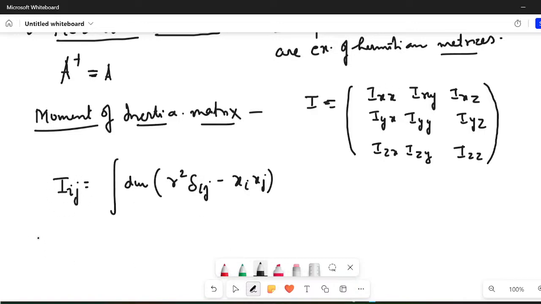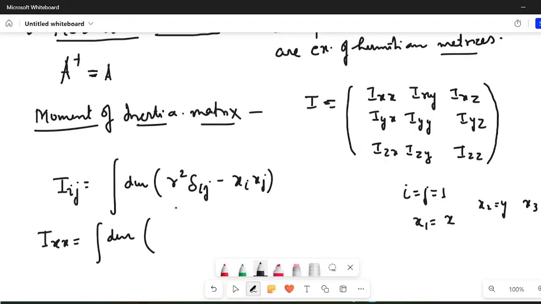So let us first try to find Ixx. I'm writing for Ixx, with i equal to j equal to 1. I take x1 as simply x, x2 as y, and x3 as z. So what would Ixx be? Ixx would be simply the integral of dm.